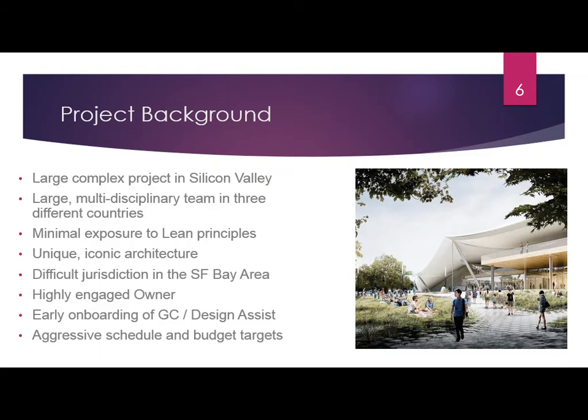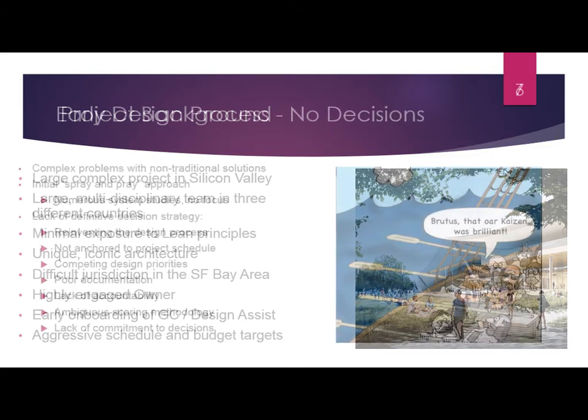So this is the project. This is a large and complex project in Silicon Valley. It had large, multidisciplinary teams. There were two architect firms. It was iconic, and it also had to deal with the San Francisco Bay Area jurisdiction, which is challenging. The owner was engaged and also very demanding. They had an early onboarding of the general contractor and the architects, and there were aggressive schedule and budget targets, as is usually the case.